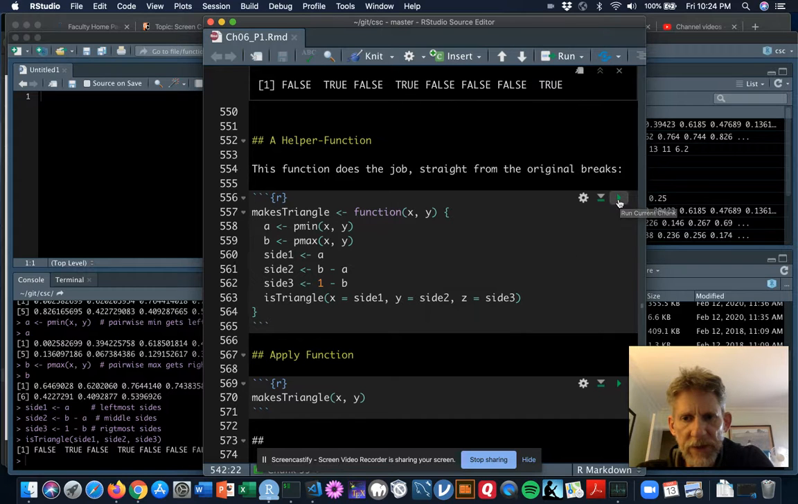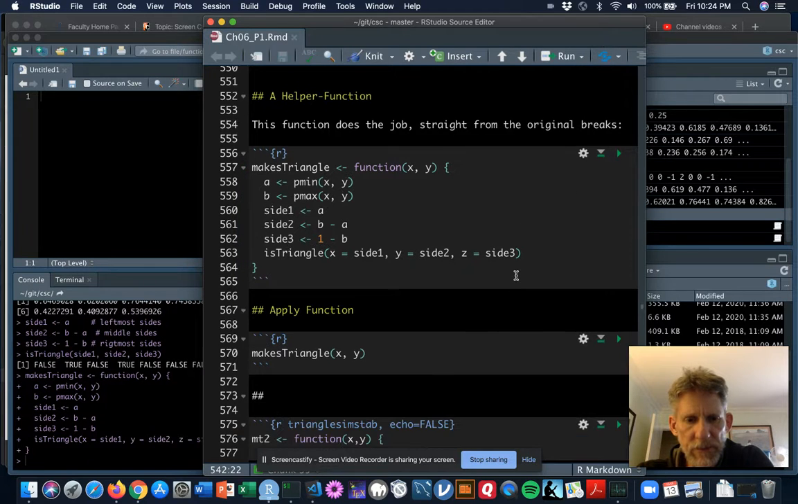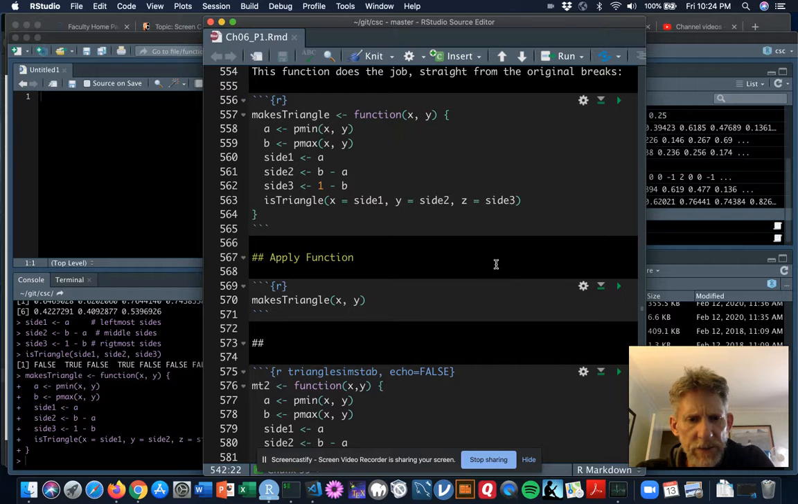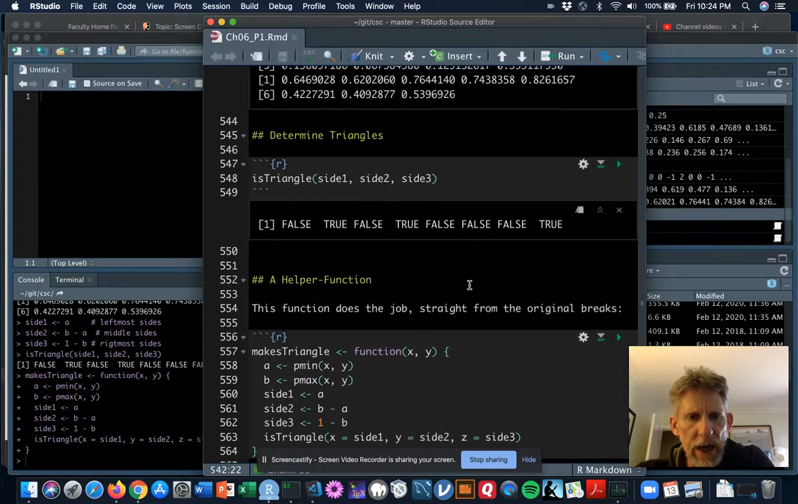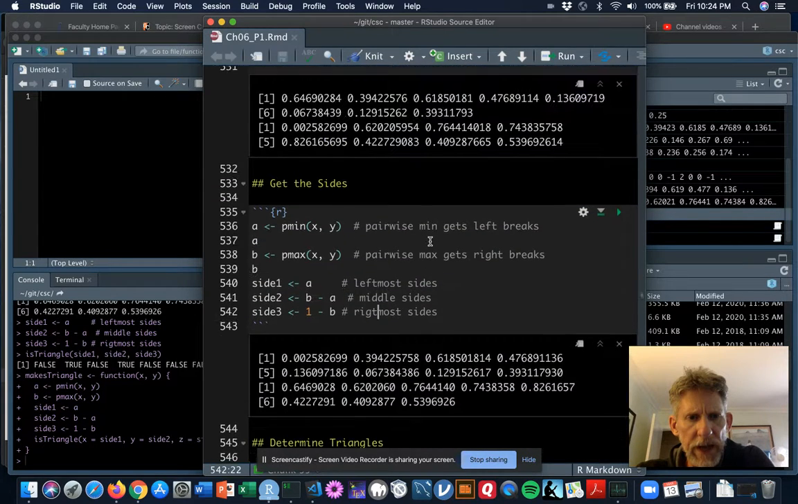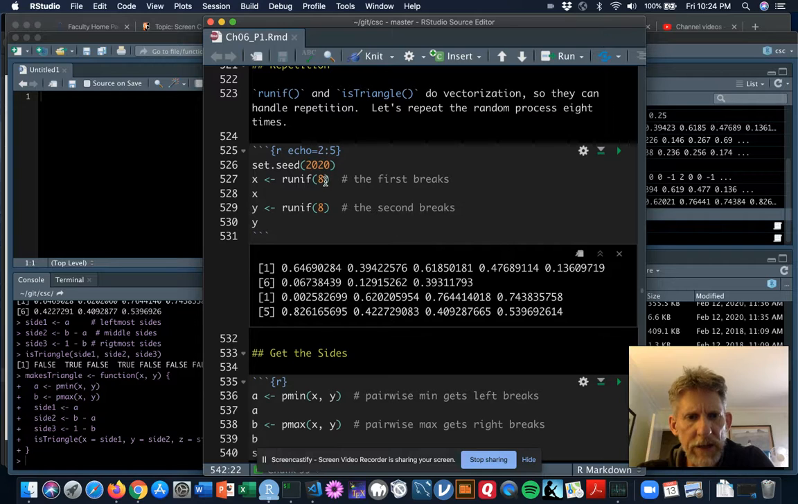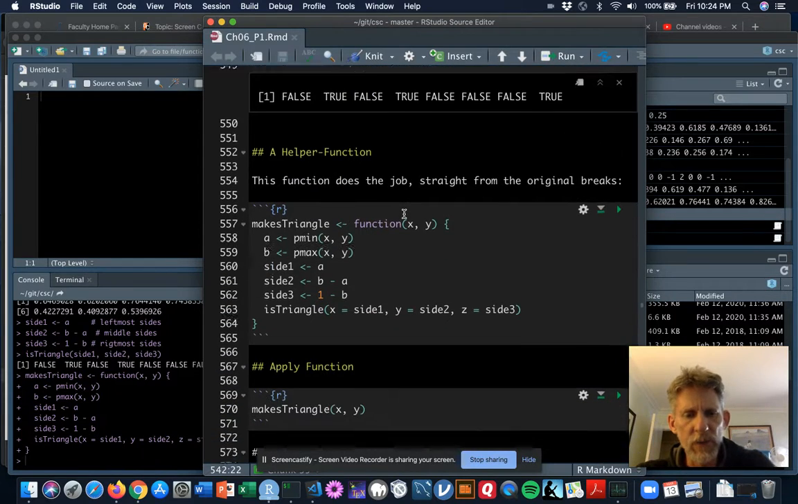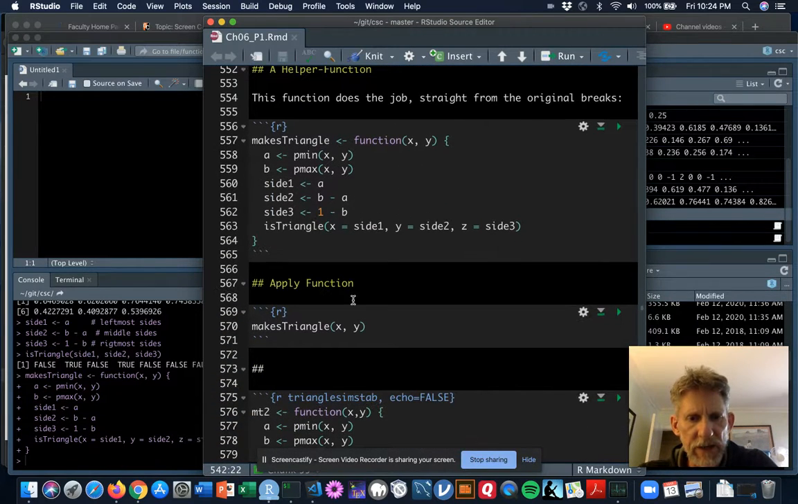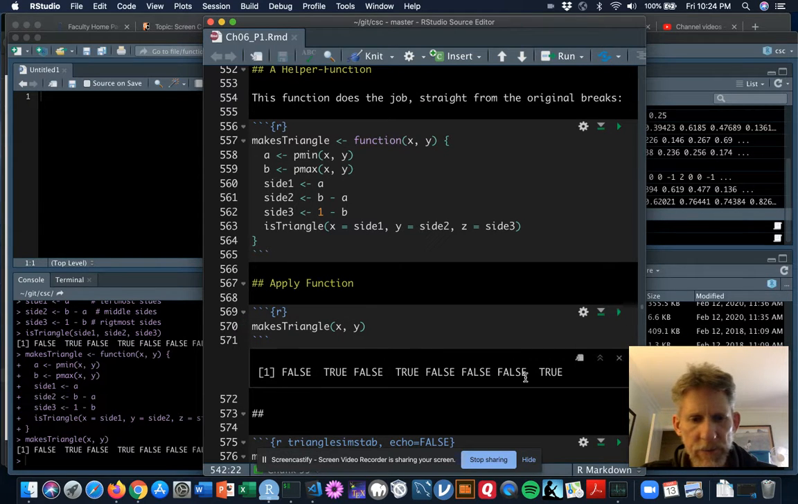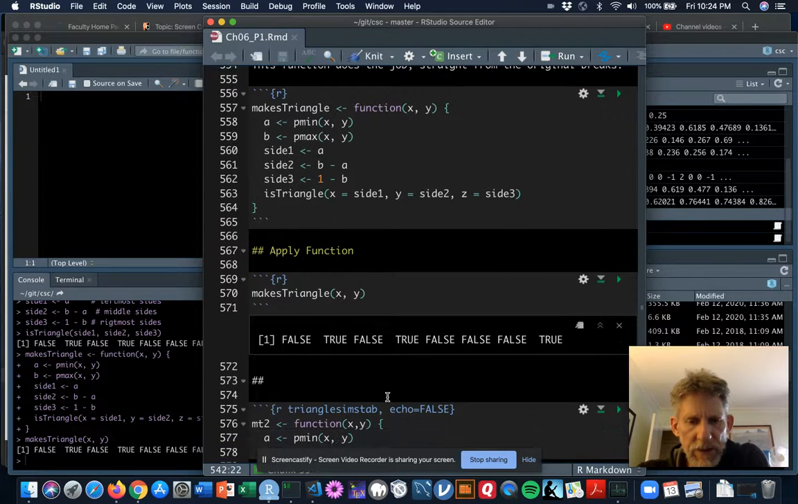So we'll teach this to our global environment, and then let's give it a try. After all, we have the x and y vectors up here from this code chunk that are 8 long. So we'll feed them in as the x and y values for the parameters x and y. And we get those same answers very quickly.